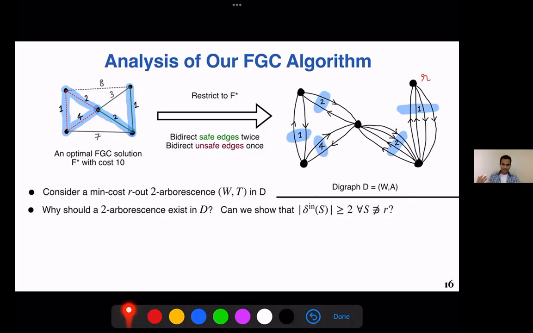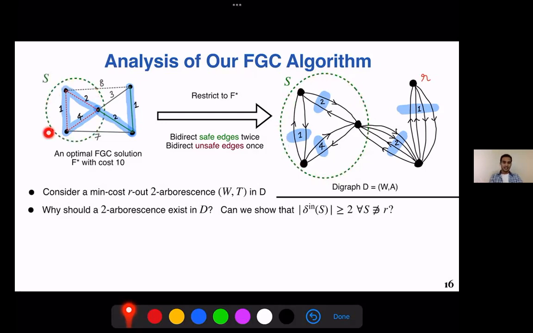So the first question should be, why should a two arborescence exist in D? Again, recall that a two arborescence exists if we can show that the number of incoming arcs in any cut is at least two. Why is this the case? Let's consider an arbitrary cut here. Why should this cut have two incoming arcs?